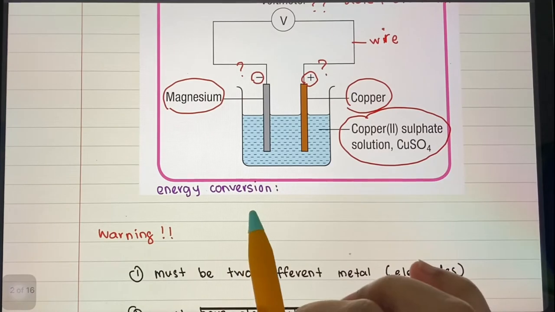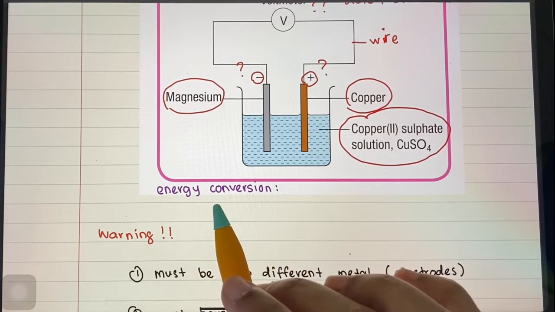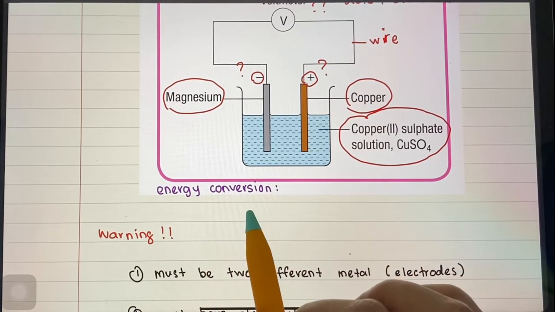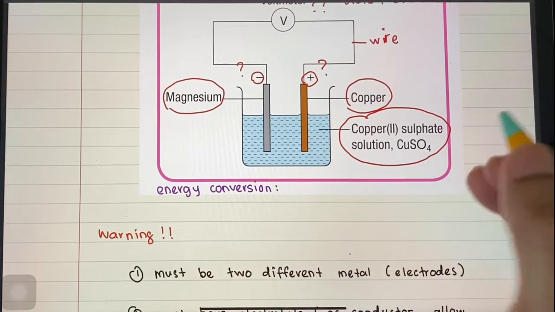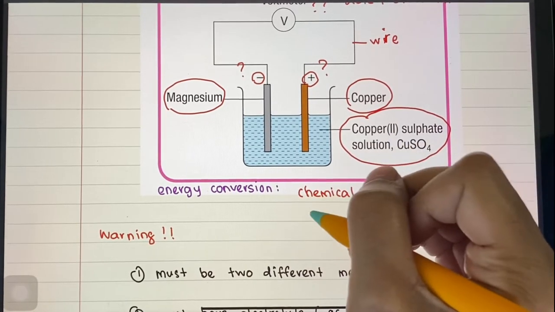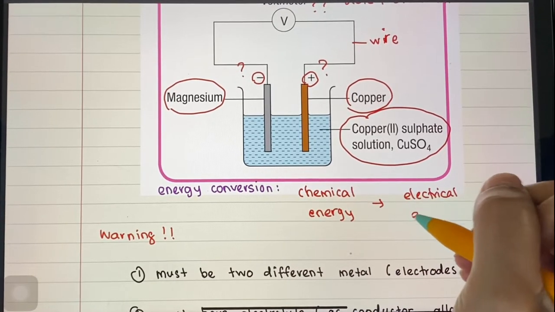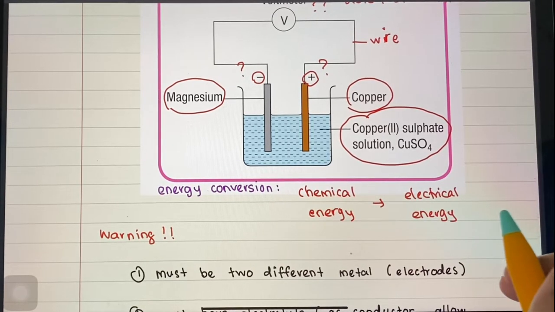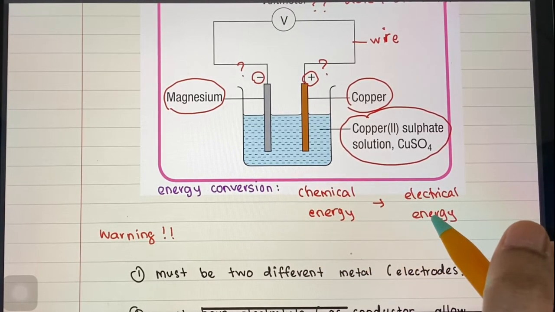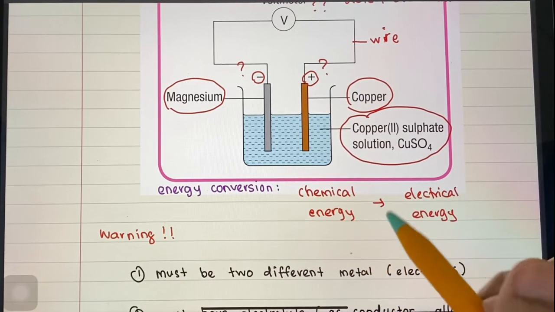Now, what is the energy conversion for this simple cell? Alright, you must be able to differentiate between electrical cell and chemical cell because there is so much difference. For energy conversion, for the chemical cell, energy is converted from chemical energy to electrical energy. Okay, for electrolytic cell, it converts electrical energy to chemical energy, means it uses electrical energy to do a chemical reaction. For this simple cell, chemical cell, we use chemical energy to produce electrical current.